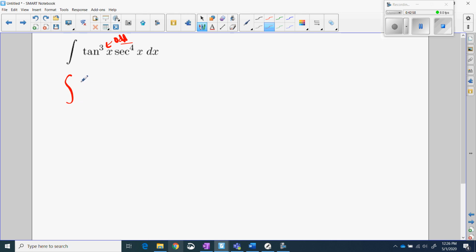go tan squared x secant to the fourth x tangent x dx.